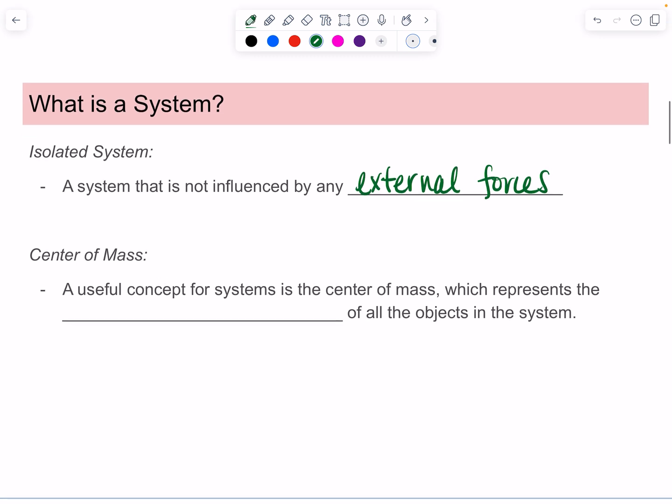The other term that's going to be useful and going to keep popping up is center of mass. It's a useful concept for systems. It represents the average weighted position of all the objects within a system.